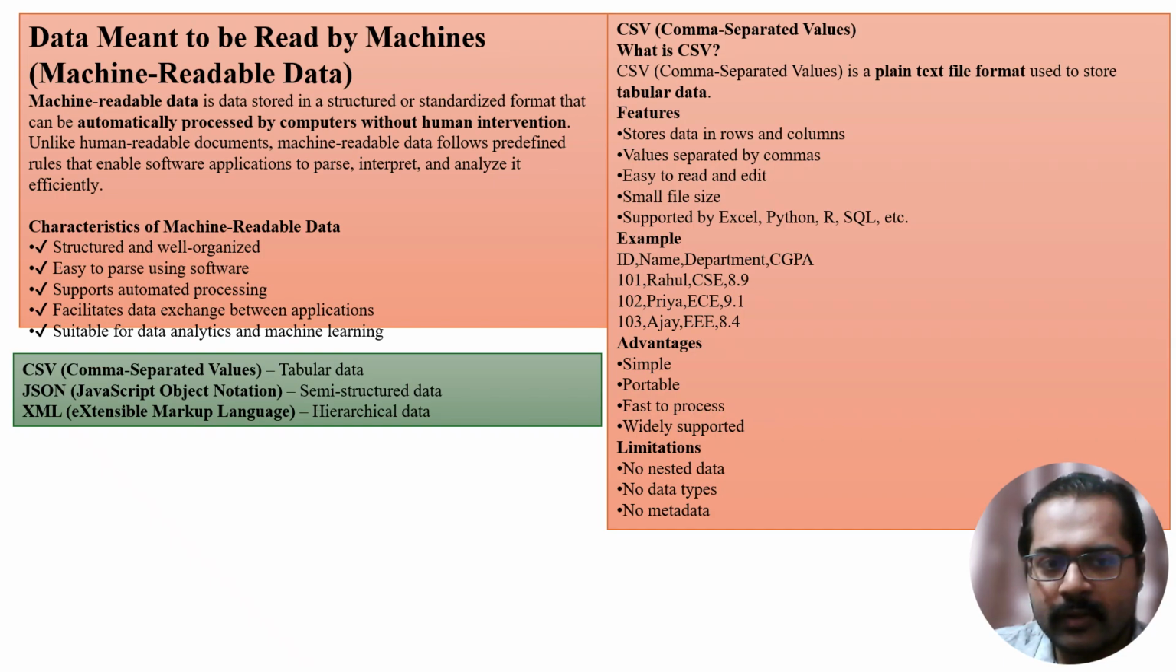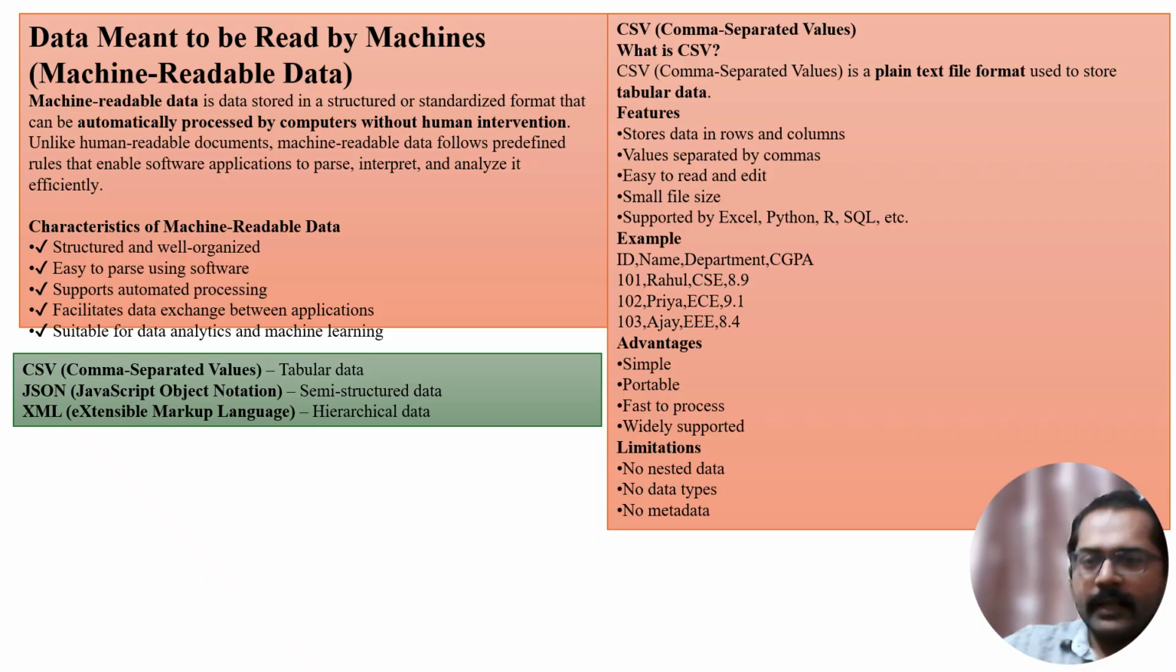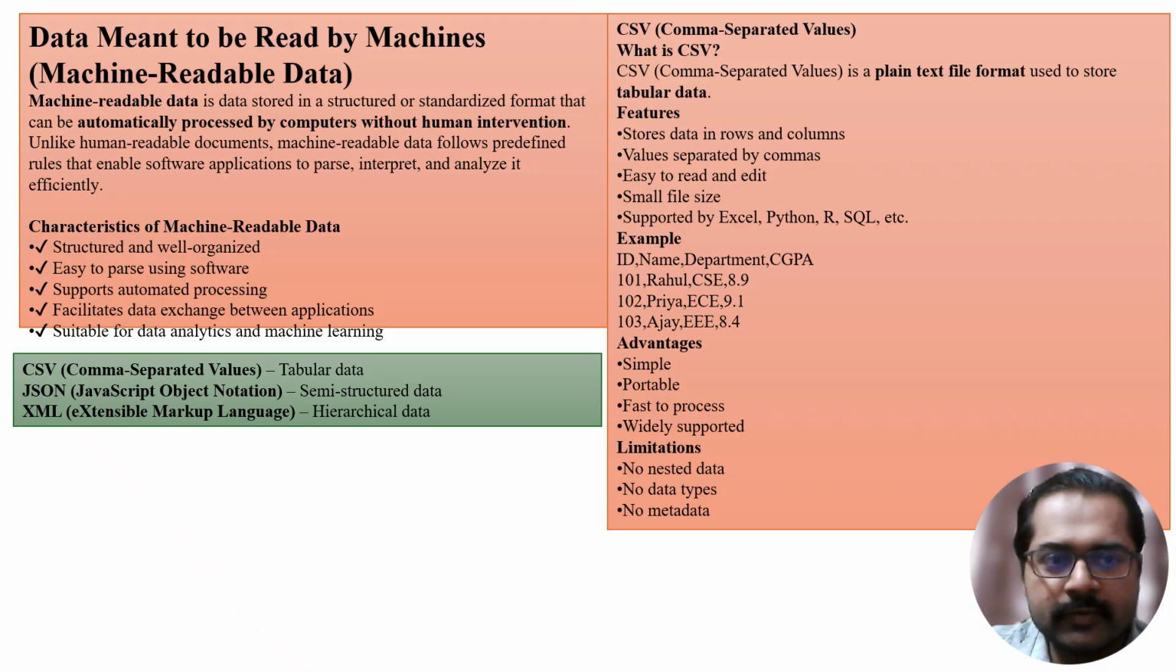The first two are widely used in machine learning and data analysis. Then extensible markup language. Each has its own advantages, pros, and disadvantages, cons. So let's see what CSV is. It is comma separated values. Everybody knows it. It stores data in rows and columns, with values separated by commas. Easy to read and edit, small file size. Works with Excel, Python, SQL, etc.